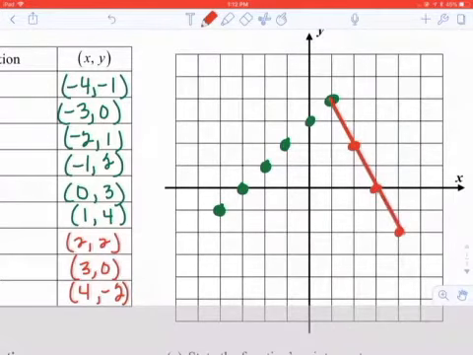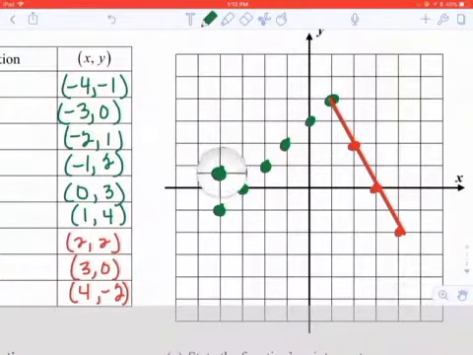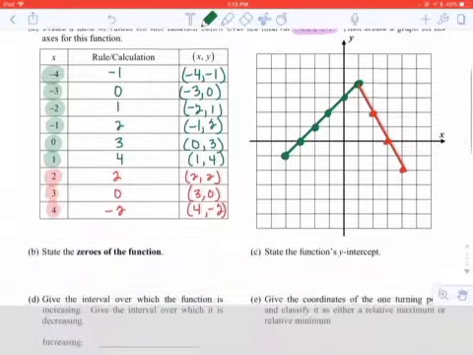Draw your lines, and remember we don't put arrows because we are graphing it over the interval of -4 to 4, so we only want those x values. Okay, what I like about this question, this page, is it has us review graphing a piecewise function and then also talking about all the graphical features we talked about today.